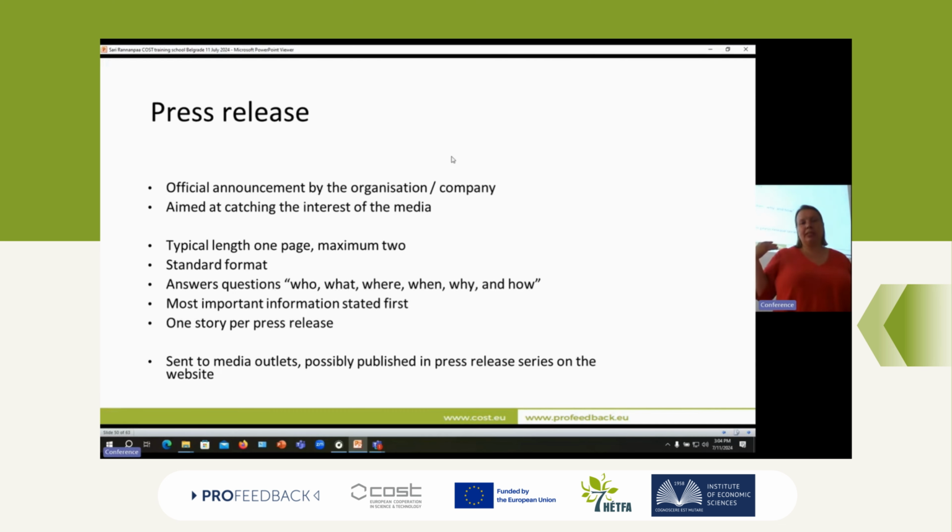Very often, as consultants, we write the press release so that the client can use it, because we know the contents better. The aim of the press release is simply to catch the attention of the media. It has some kind of catchy way of doing this. It has a very standard format. It's quite easy to learn how to do it. And it answers who, what, where, when, why, and how. It's pretty simple, actually.